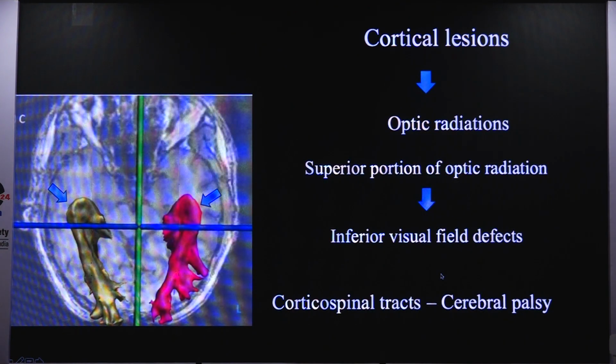You can also have cortical lesions which can affect the optic radiation, especially the superior part of the optic radiation, which can cause inferior visual field defects, which can lead to difficulty in climbing up and down stairs, as you have seen. The corticospinal tracts also lie very close to this area, and the children can get cerebral palsy if this is also affected.